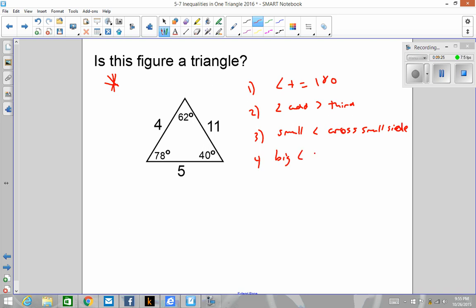Big angle across from... oh, sorry guys, bad writing there. All right, big angle across from big side. So make sure you check all 4 of those things and see if this makes a triangle.